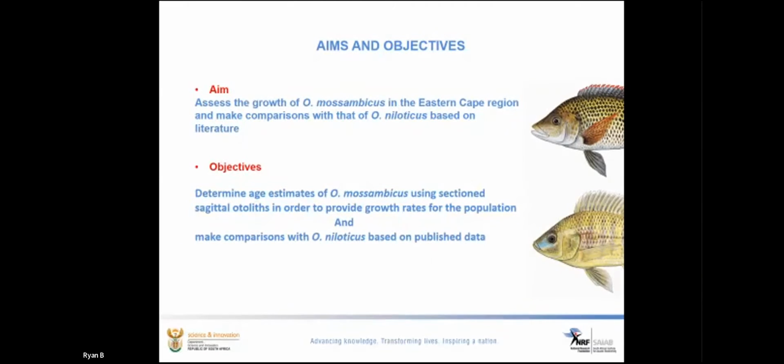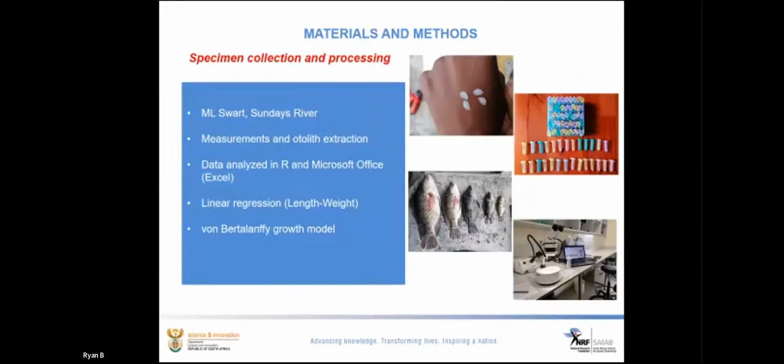So the main aim of this study was to determine age estimates of Oreochromis mozambicus using sectioned sagittal otoliths in order to provide growth rates for the population, and then make comparisons with that of Oreochromis niloticus based on published data. The specimens from this study were collected from the Emil Swart Pond and the Sundays River catchment. Specimens were measured for total length, weighed, dissected, and sexed, and then the otoliths were extracted in order to conduct the age estimation study. All analyses were done using R and Microsoft Excel.